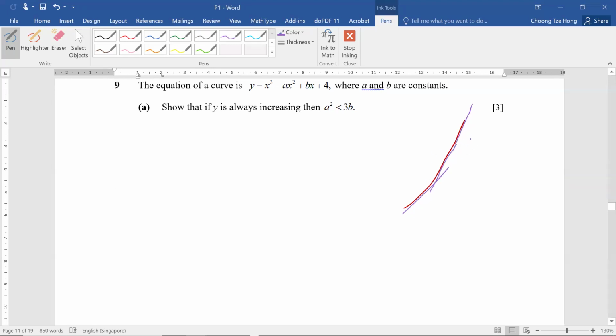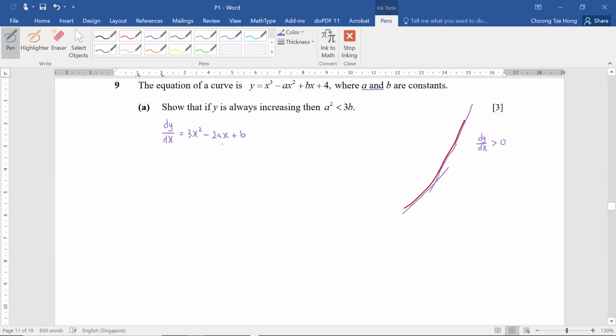So in this case, because the gradient is always positive, therefore if we were to find dy/dx, dy/dx will always be greater than 0 for an increasing function. This is basically how we are going to work on this question. The equation is given to you, so it's not difficult to differentiate. dy/dx will be equal to 3x squared minus 2ax plus b.